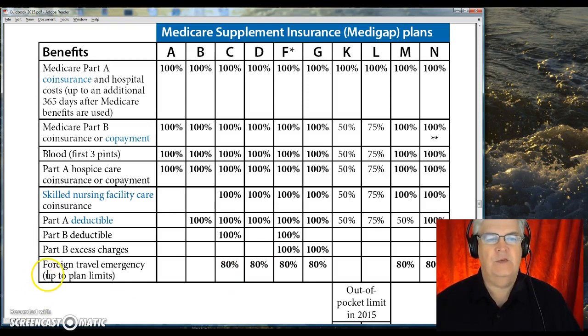Now let me go to the last one, and that's foreign travel emergency. Plan G will cover 80% of any foreign travel emergencies that come up, just like Plan N. That will cover 80% of foreign travel emergencies.